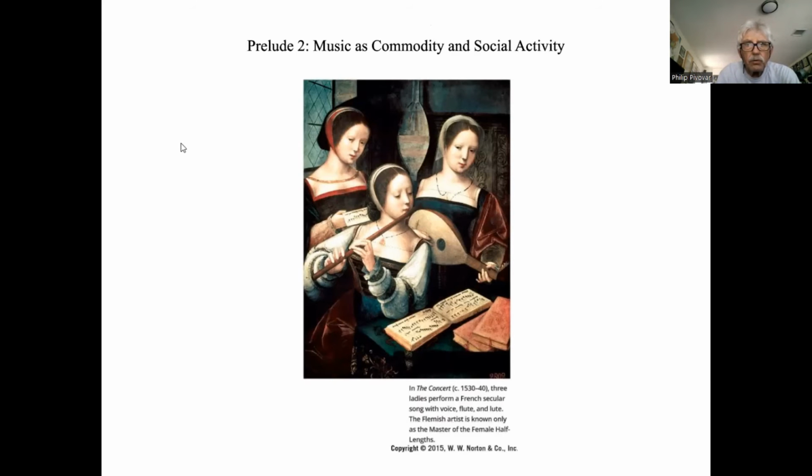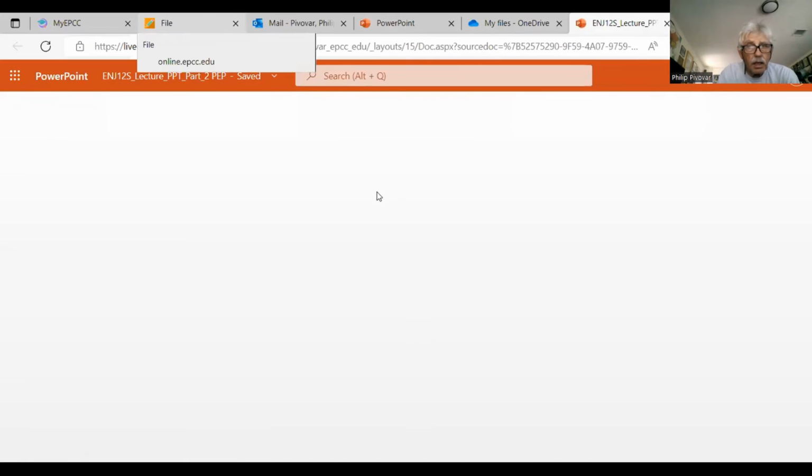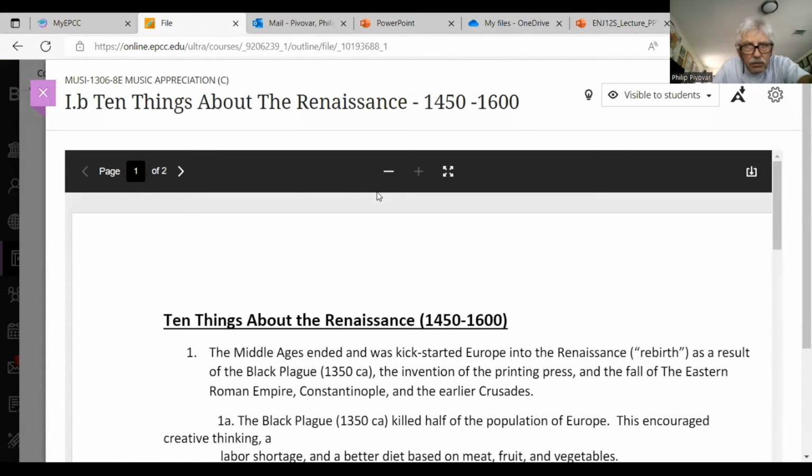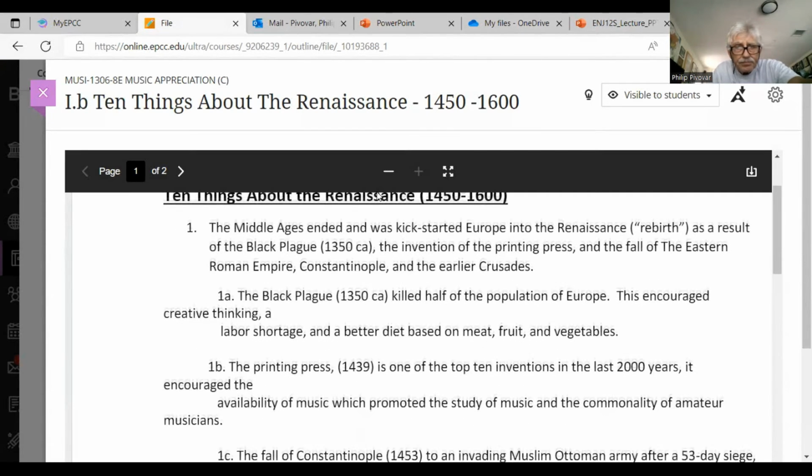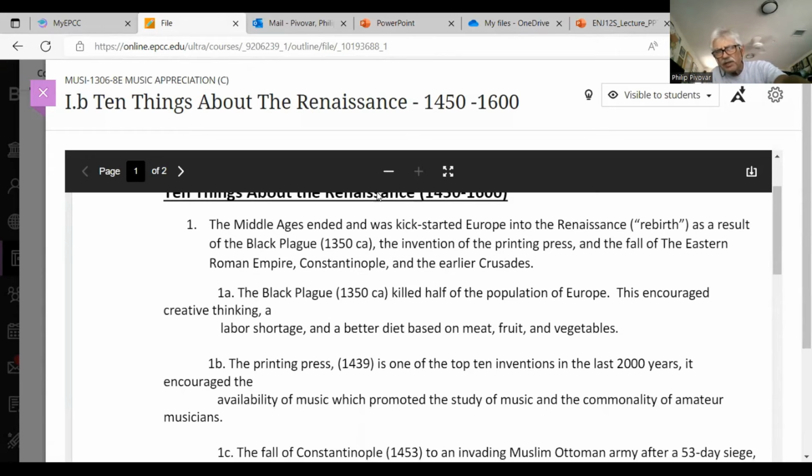Okay, so let me go to the 10 things about the Renaissance, 1450 to 1600. My 10 things. Number one, the Middle Ages ended and kickstarted Europe into the Renaissance as a result of several things, right? The Black Plague. You see, the Black Plague, 1350.